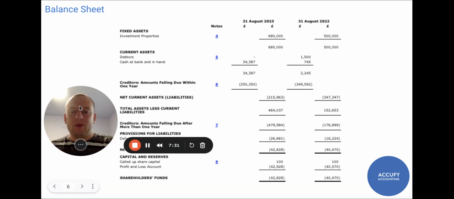Then at the bottom there we have shareholders' funds. The easy way to describe this is the amount of equity you've got in the company. If you were to sell the company, this is what will be left. And you can see this is a negative figure currently. Hopefully this will become positive over time as the values of the properties increase. So that's a balance sheet. It's a rundown of the balance sheet for a property investment company.